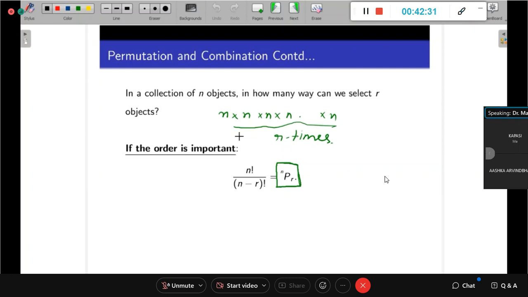So there are various cases. First, repetition is allowed. You have r places 1, 2, 3, 4, 5, and so on till r places. How many ways can we select r objects? Repetition is allowed, means each one has n choices: n times n times and so on, n to the power r.